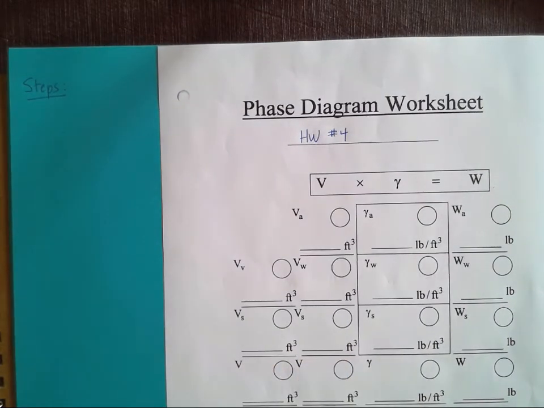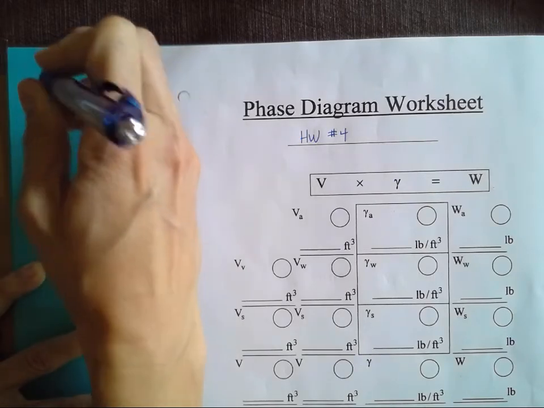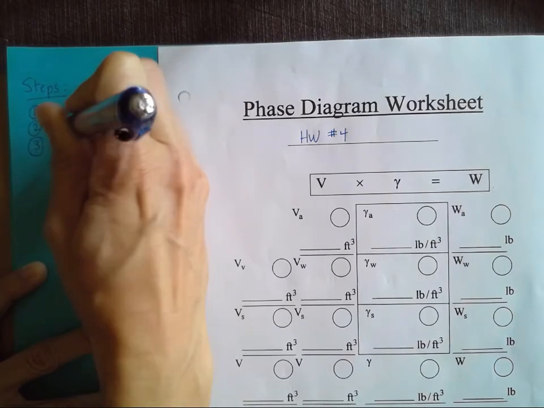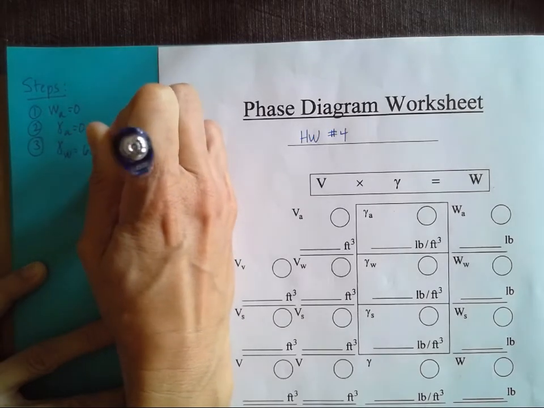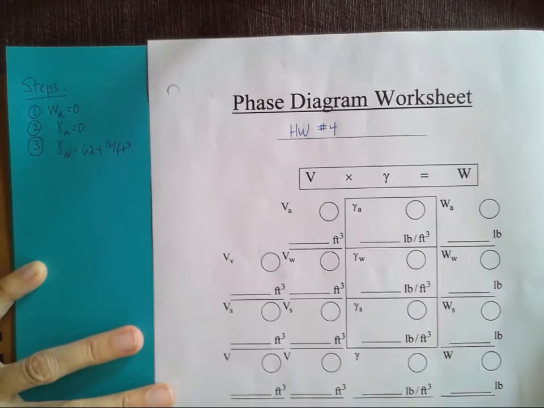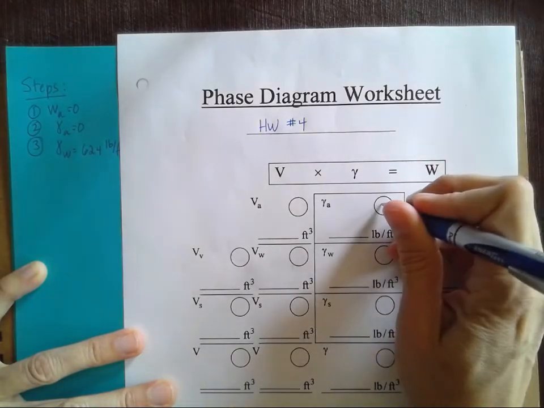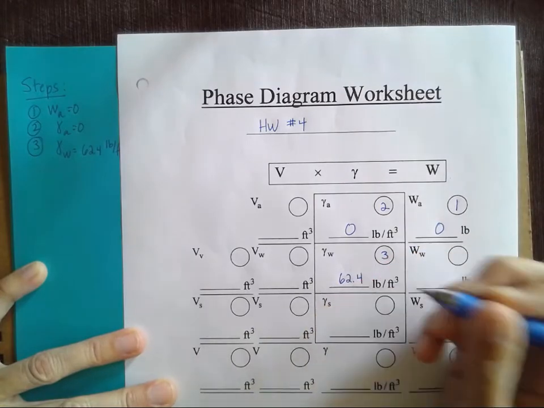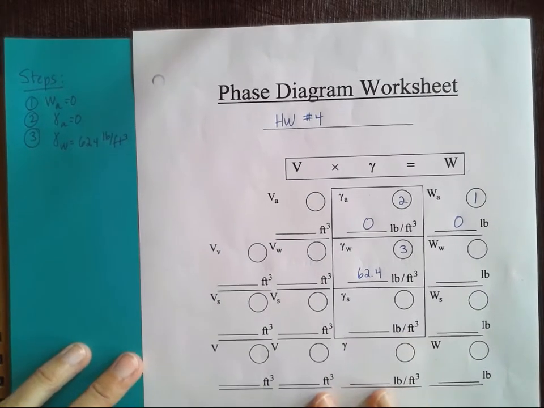Okay, so my first 3 steps are just the things that I know for any problem. So I'm just going to put them right here, 1, 2, and 3. And they are that the weight of air is 0, that gamma air is 0, and that gamma water is 62.4 pounds per cubic foot. Okay, and then I'll just move those over to here and put them in. Weight of air is 0, gamma air is 0, and gamma water is 62.4. Okay, that's always the place I'm going to start filling in my phase diagram worksheet and my first steps.